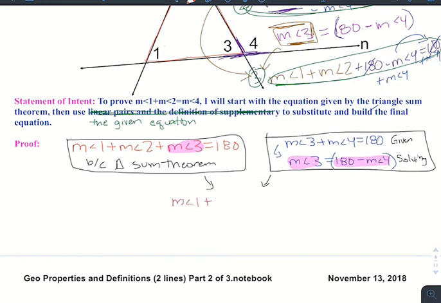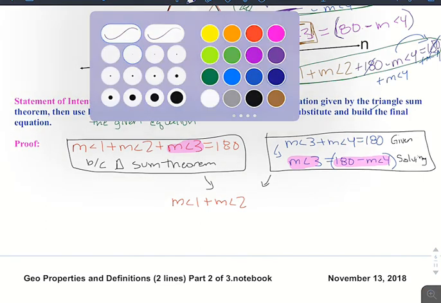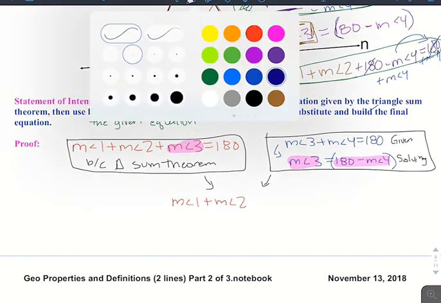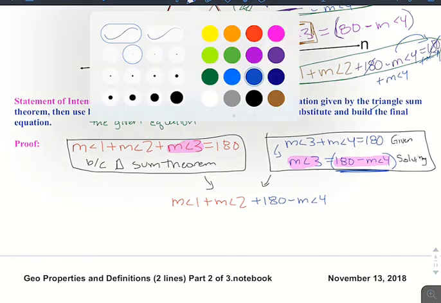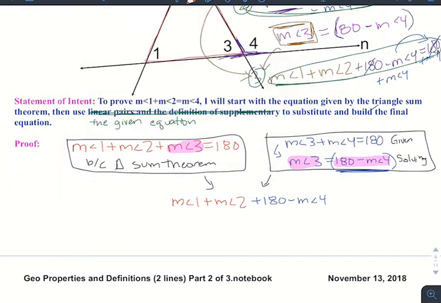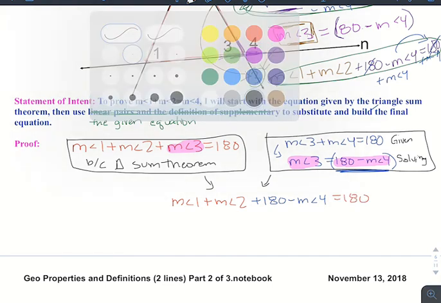And now I'm going to go ahead and do the substitution part here. So I'm going to take out angle 3, and I'll replace it with plus 180 minus the measure of angle 4. Okay, because that's our exchange. This used to be angle 3, but now it's this guy. Is equal to 180 degrees. And we do have to justify this, so let's go ahead and put in our reason. This is because of substitution.